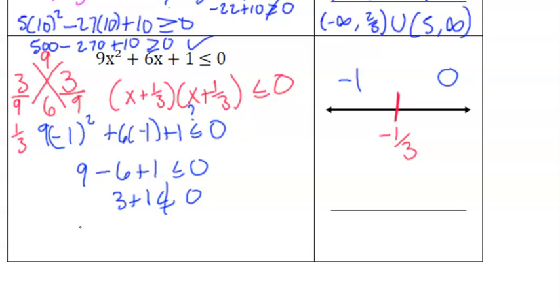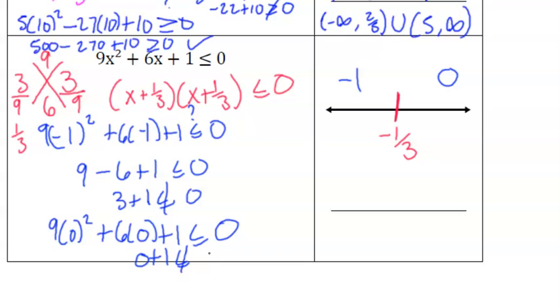Okay, let's try 0. 9 times 0 squared plus 6 times 0 plus 1. Is that less than or equal to 0? 0 plus 1 is still not less than or equal to 0, so we also don't shade that in. Nothing is shaded except for the point that we found, since it has a line under it. So our answer we can only write in set notation.